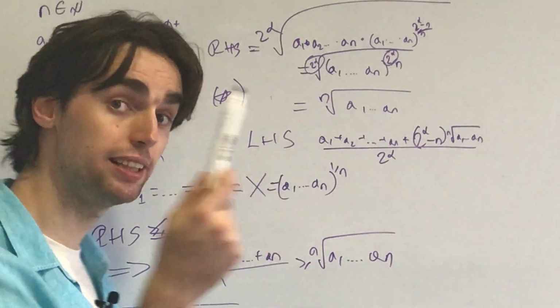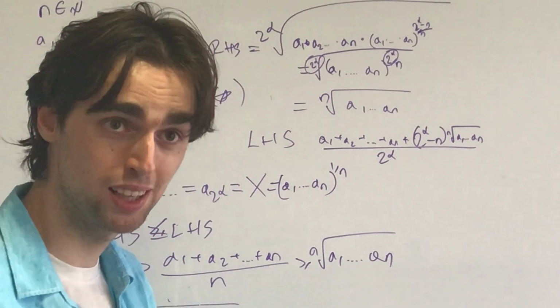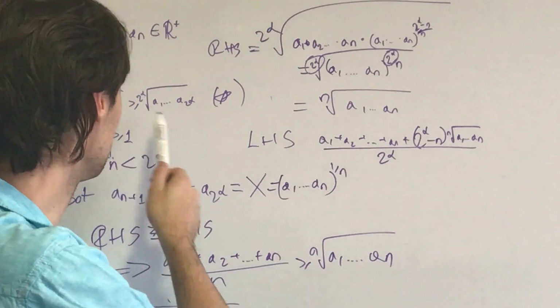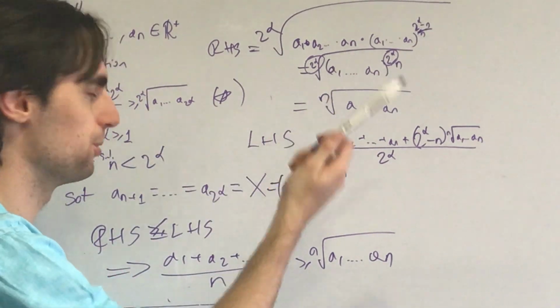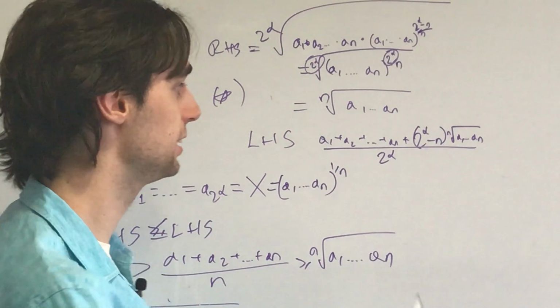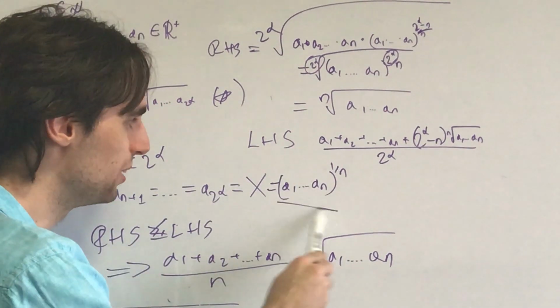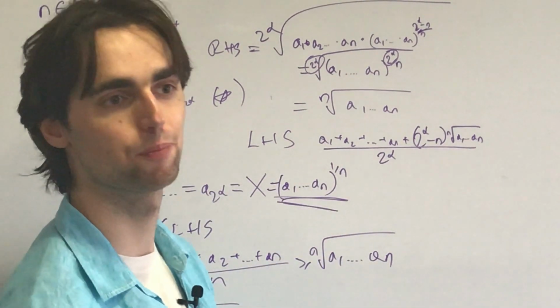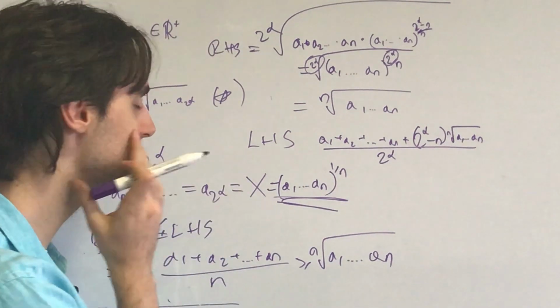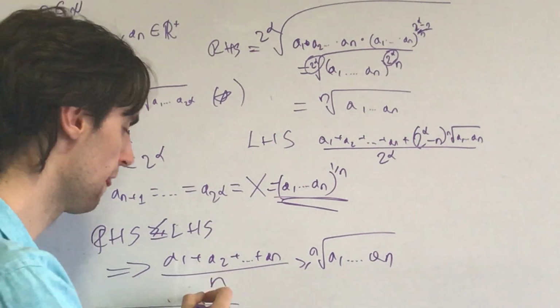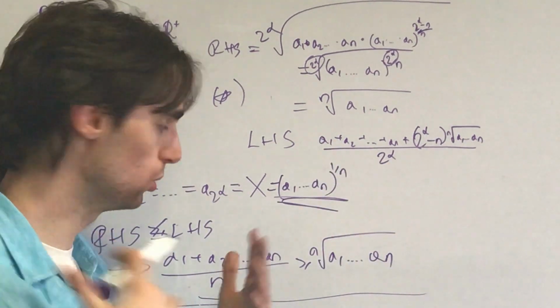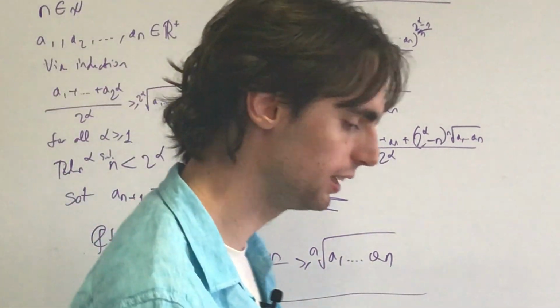And we have the equality needs to hold true, where it holds true for the inductive case. So when a1 is equal to a2 is equal to a3 is equal to an is equal to this for all these ai's. And now this proves the AM-GM inequality.